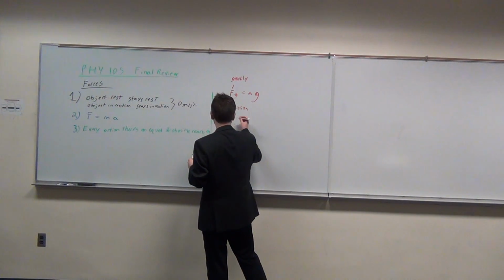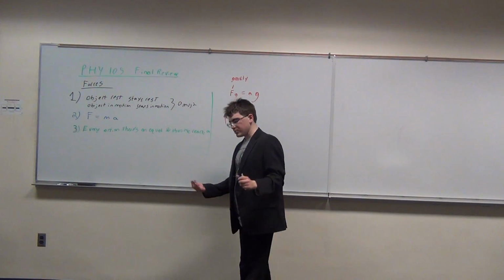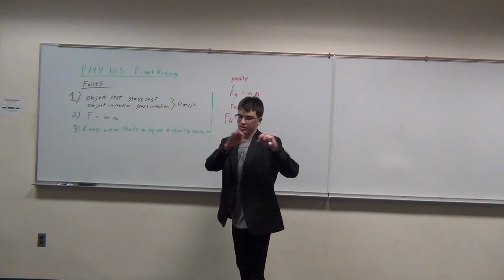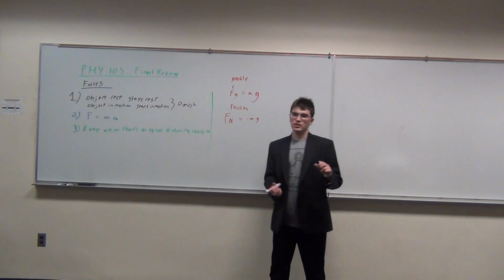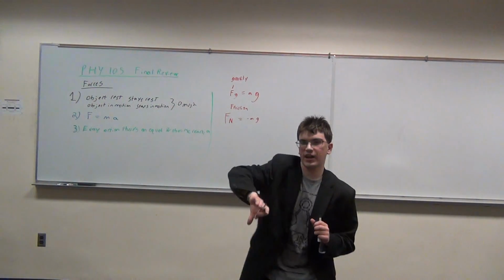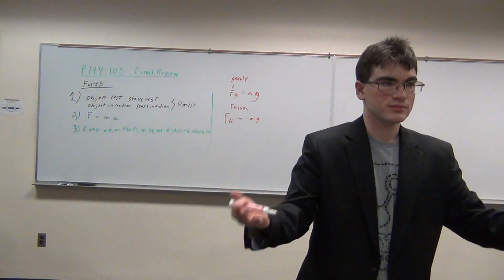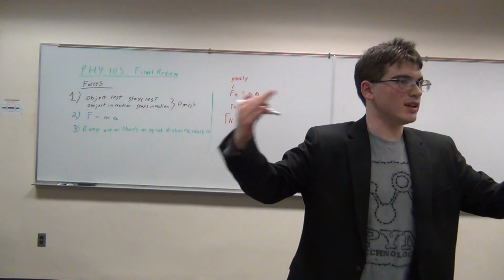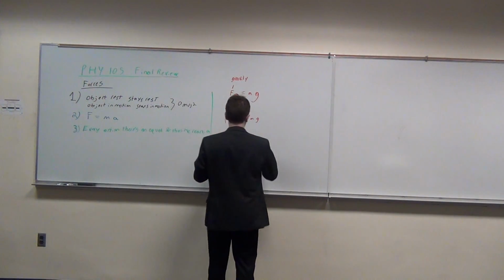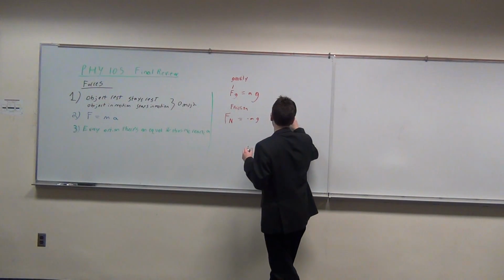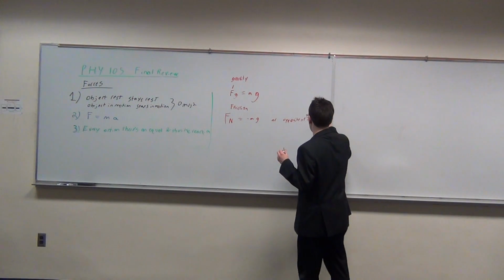So a normal force, Fn, is equal to, in most cases, in Physics 105, the opposite of gravity. If you have 10 newtons pulling you down, the normal force is 10 newtons pushing back up. 10 minus 10 equals 0. All opposite of the downward force.